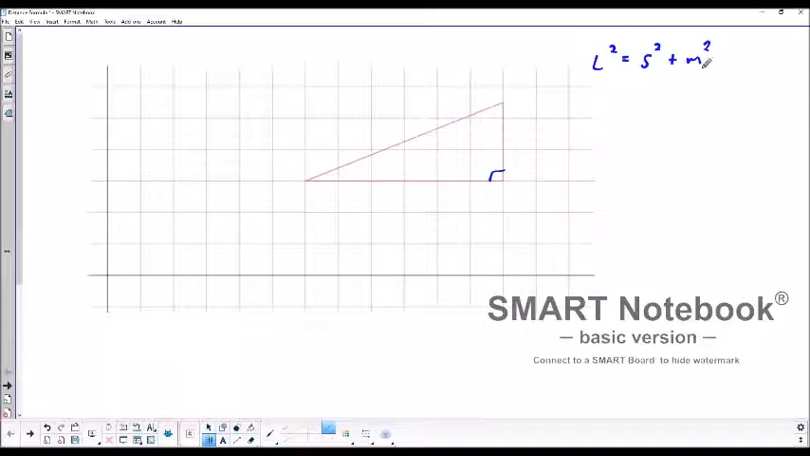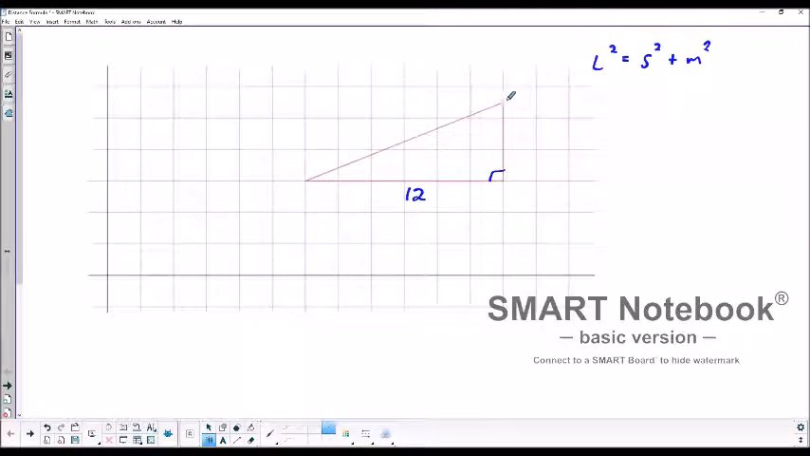I use L, S, and M as opposed to A, B, and C because, in my humble opinion, A, B, and C don't mean as much as L, S, and M do. Anyway, I'm trying to find the length of the hypotenuse, the longest side of this triangle. Let's say these markings are two units apart, so we've got 2, 4, 6, 8, 10, 12. So we've got 12 units here.